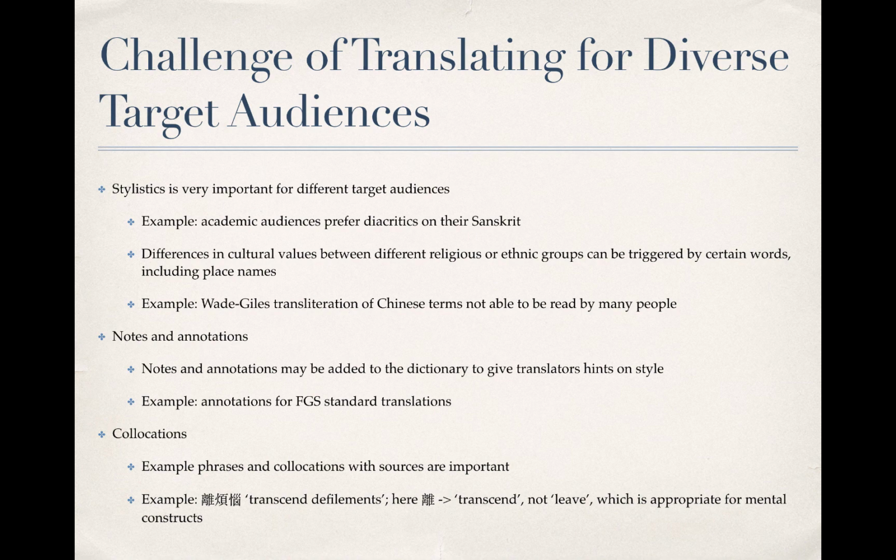Notes and annotations are given there to give hints on style, especially for Foguangshan translation standards. So collocations, these are words that are used together, and people may be used to seeing words placed together in a certain way, but it depends on the context as to how it's translated.